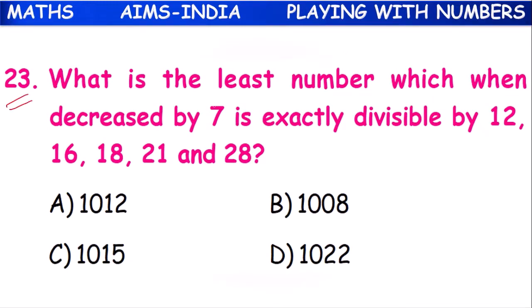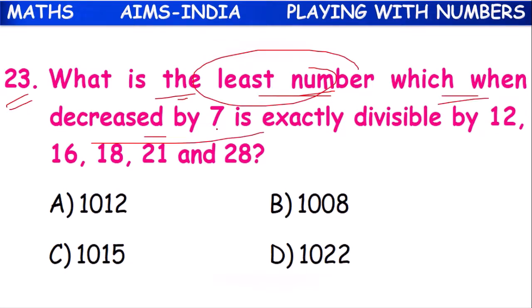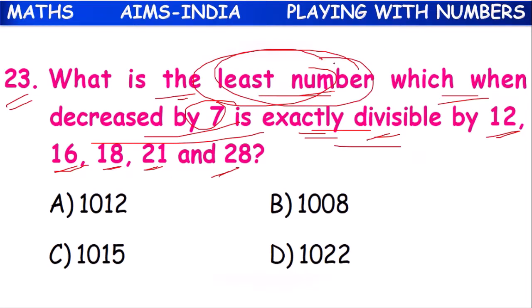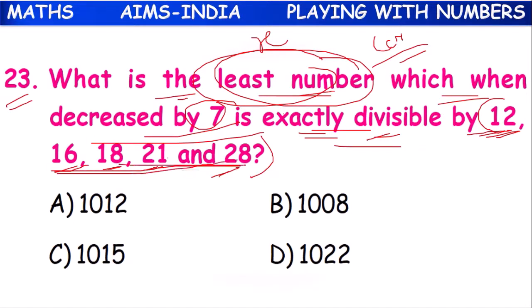Next, 23rd. So what is the least number which when decreased by 7 is exactly divisible by 12, 16, 18, 21, 28? They are asking the least number. Means indirectly with the help of LCM we have to solve the problem. Least number, let it be x. Exactly divisible by 12, 16, 18, 21, 28. Means we have to find the LCM of these 5 numbers.